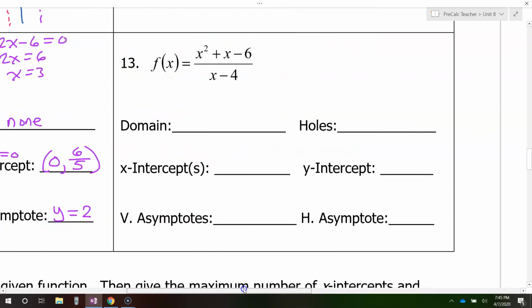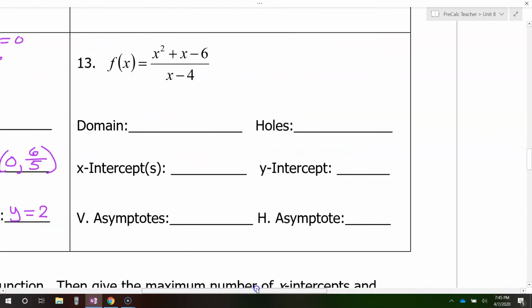Moving on. Last one, number 13. Domain. Once again, before we talk about domain, we should first talk about holes and vertical asymptotes, because the domain is just all of the x values except the holes and vertical asymptotes.